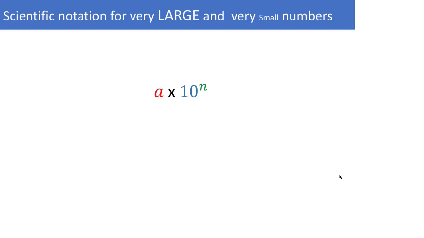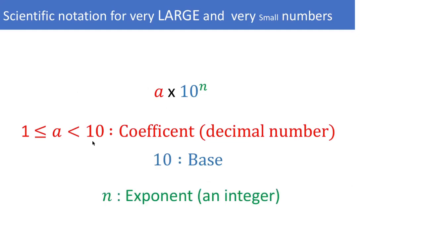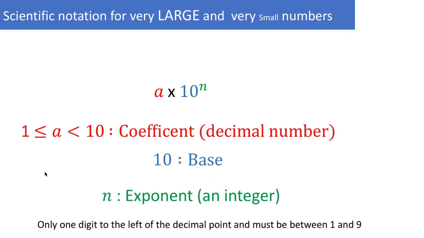So the general form for a scientific notation is a times 10 to the power n. A is a decimal number greater than or equal to 1 but less than 10. 10 is the base, n is the exponent, and it's an integer. Now here's what you need to remember. Only one digit to the left of the decimal point, and it must be between 1 and 9. So it can't be 0. One digit: 1, 2, 3, 4, or up to 9.